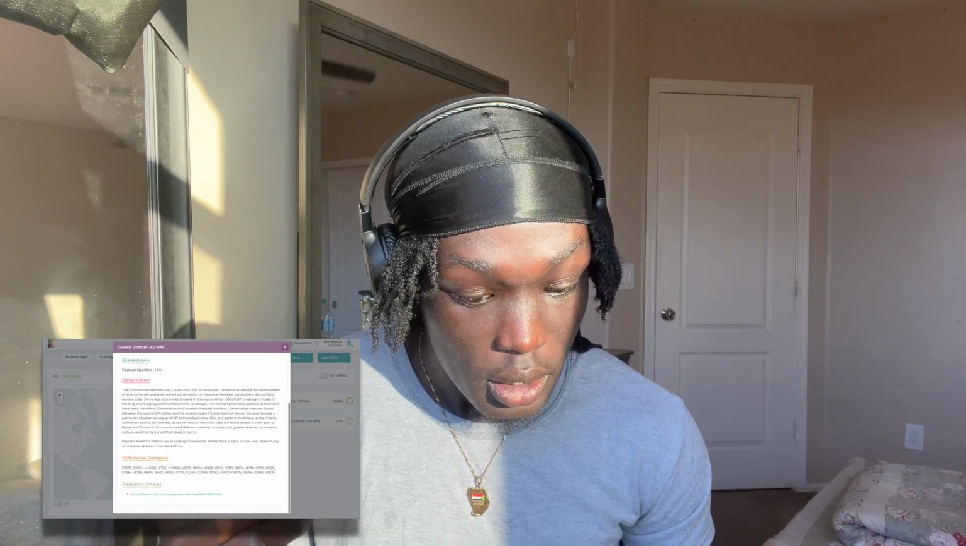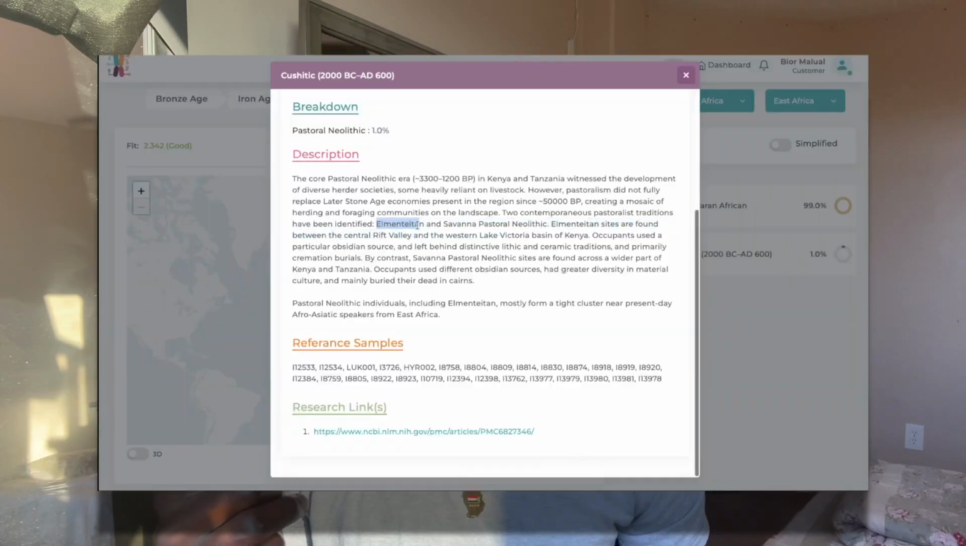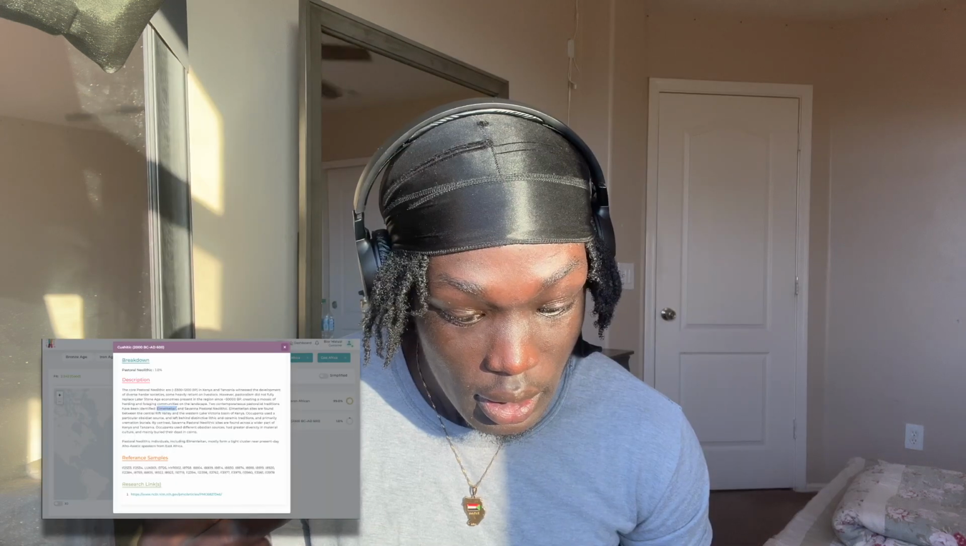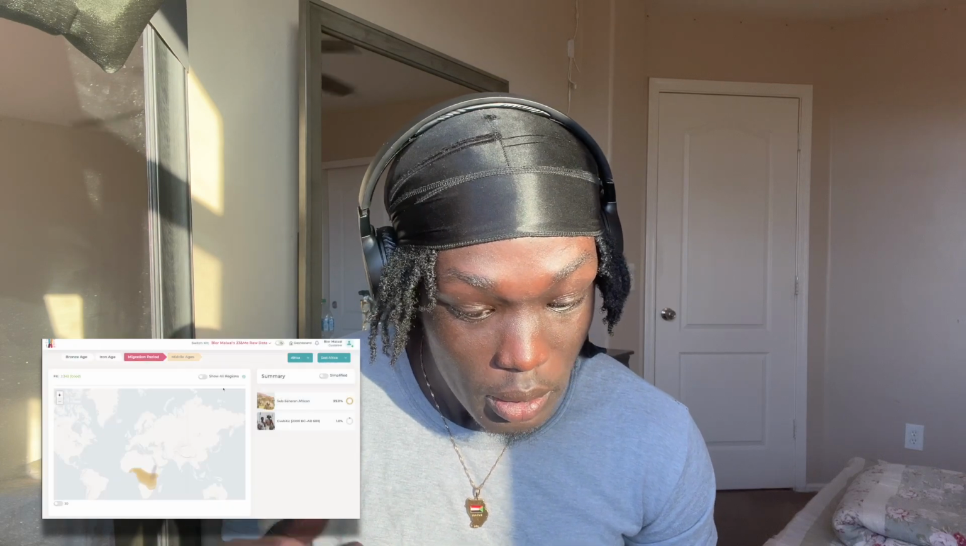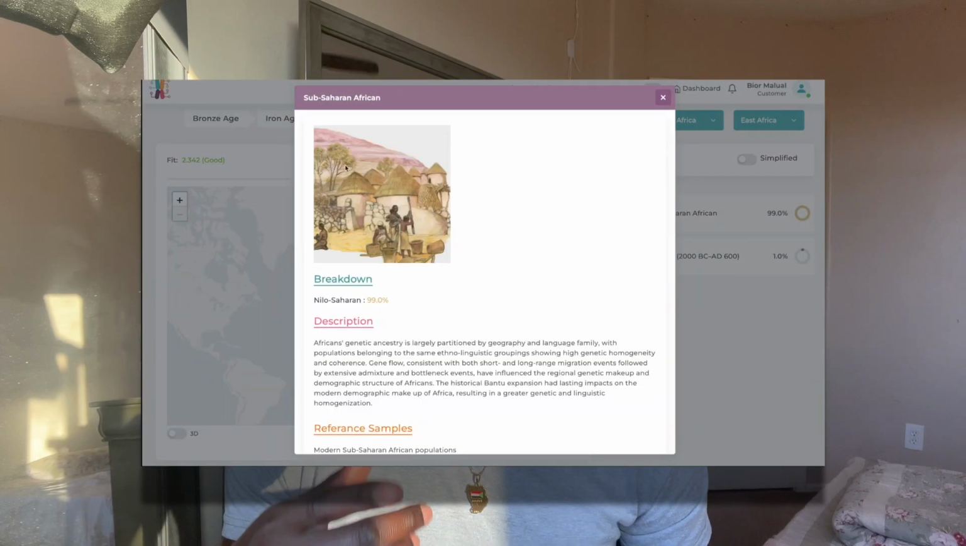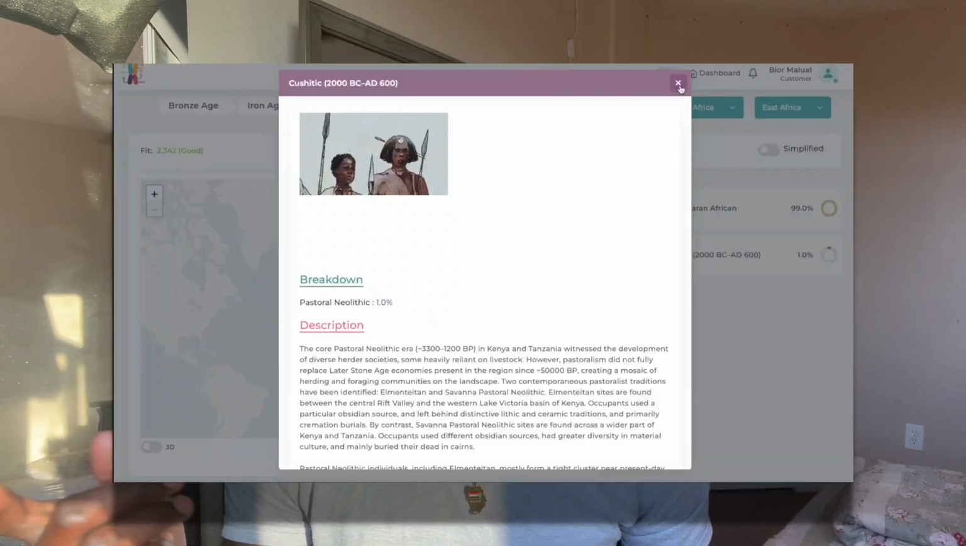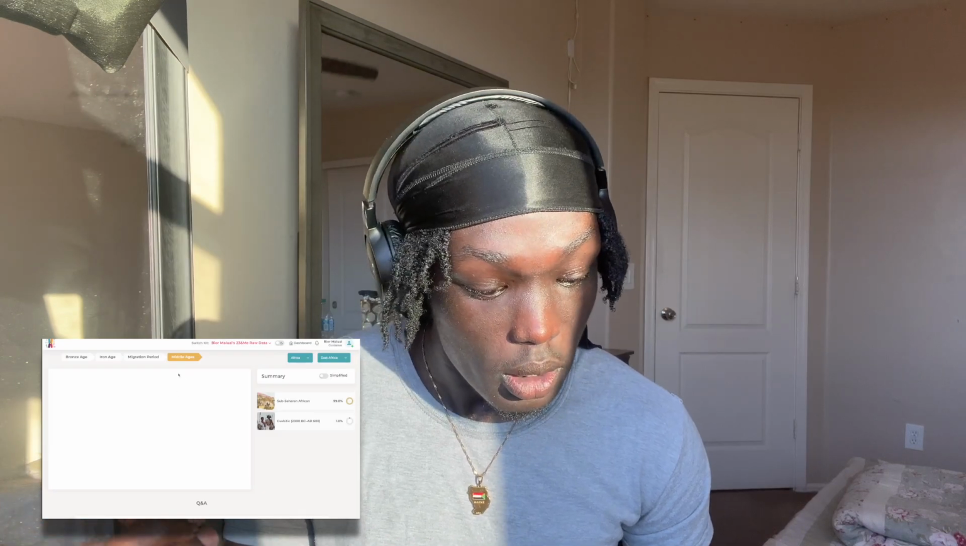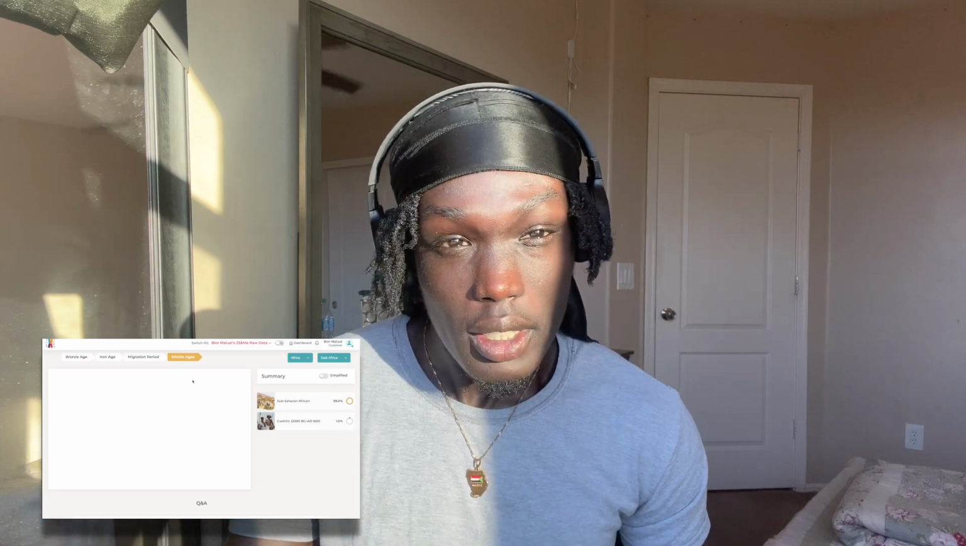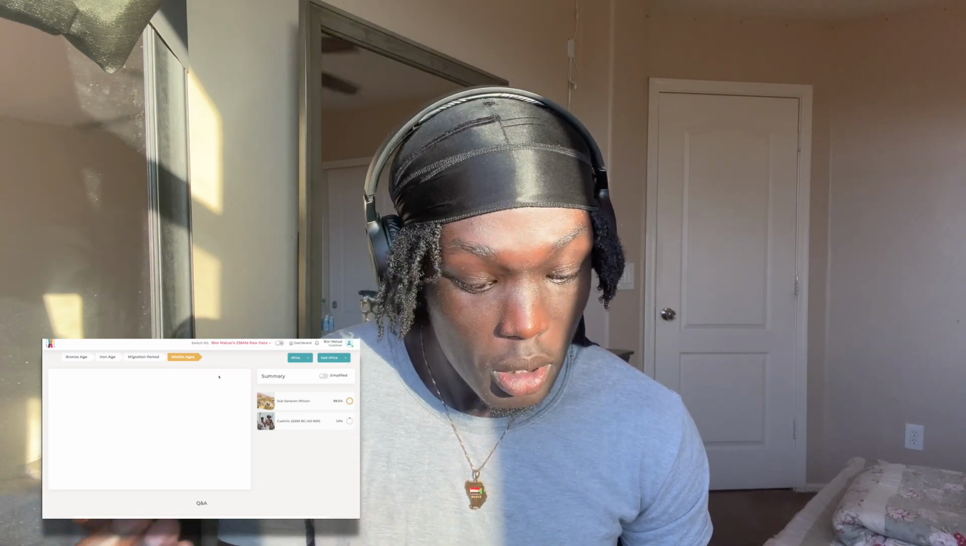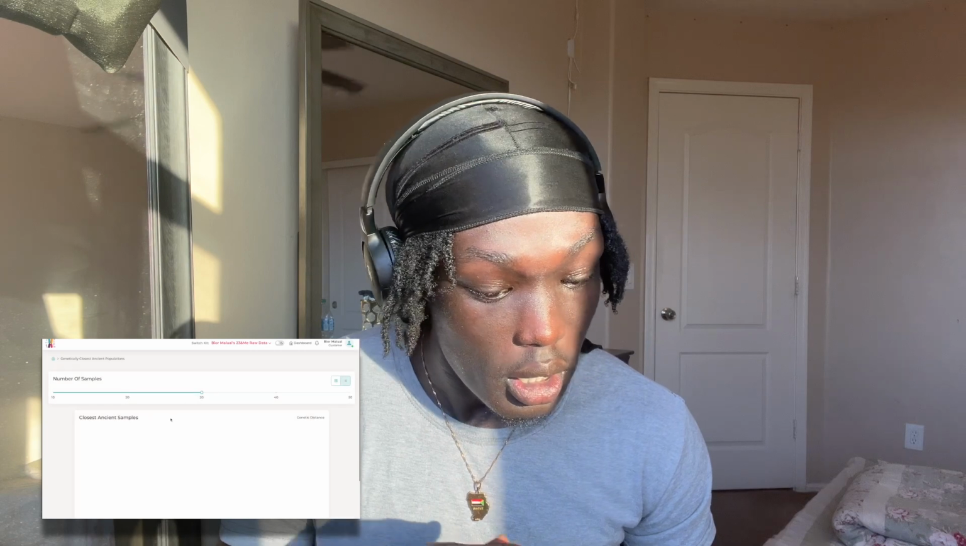This might be the Elementian, I don't know how to say this. I'll leave the word up there. But yeah, that's the description, right? So for migration period, I'm just 99% Nilo-Saharan and 1% Cushitic, which is basically my whole results. This is the most accurate breakdown that I get from my results. I'm just pretty much Nilotic with a little bit of Cushitic or Eurasian, whatever. We'll get into that later in the video.